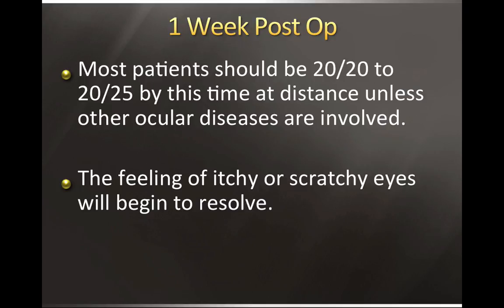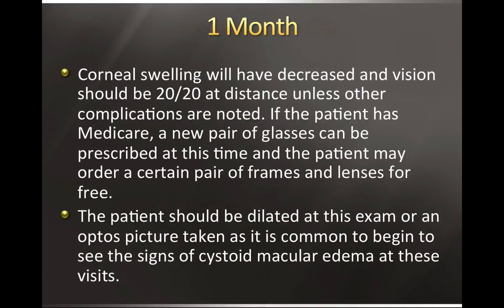At a 1-week post-op, most patients should be 20/20 to 20/25 by this time, unless other ocular diseases are involved, and the itchy and scratchy feeling will begin to resolve. At a 1-month follow-up, corneal swelling should have decreased and vision should be 20/20 as long as other complications are not noted. If the patient has Medicare, a new pair of glasses can be prescribed at this time. Also, a patient should be dilated at this exam or an Optos picture taken, as it is common to begin to see the signs of cystoid macular edema at these visits.